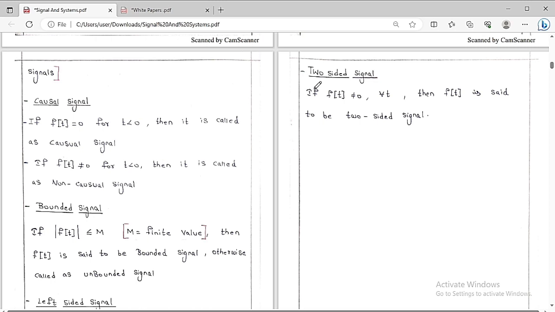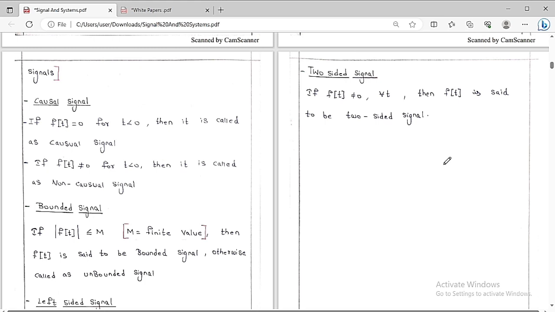Now the next thing is two-sided signals. Two-sided signal means if f of t is not equal to 0 for all t, then f of t is said to be a two-sided signal. It means it is present on the left side as well as the right side, that is, at t less than 0 it is present and at t greater than 0 also it is present. Then we can say it is a two-sided signal.